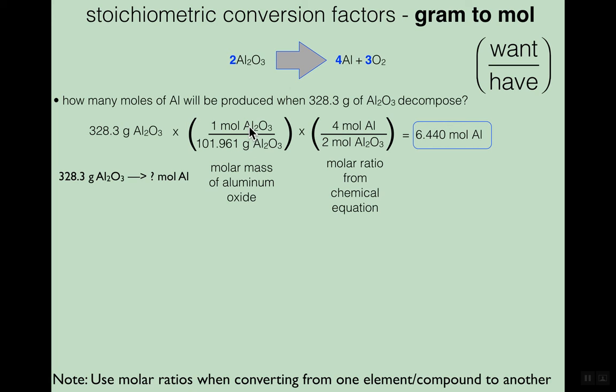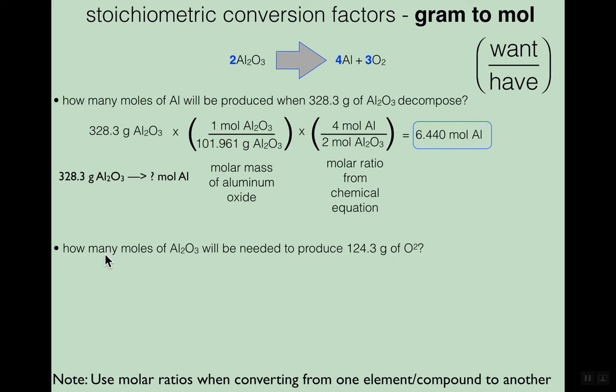So now I'm in moles, but I'm in moles of aluminum oxide. I need to go to moles of aluminum. So I need my molar ratio from your equation, right? 2 moles of aluminum oxide will give me 4 moles of aluminum. Now I'm in moles of aluminum, which is what I need to be in. So in your calculator, I'd put 328.3 times 1 times 4, hit equals, and then divided by, and in this case I would do parentheses, 101.961 times 2, close parentheses. And you'll get 6.44 moles of aluminum.